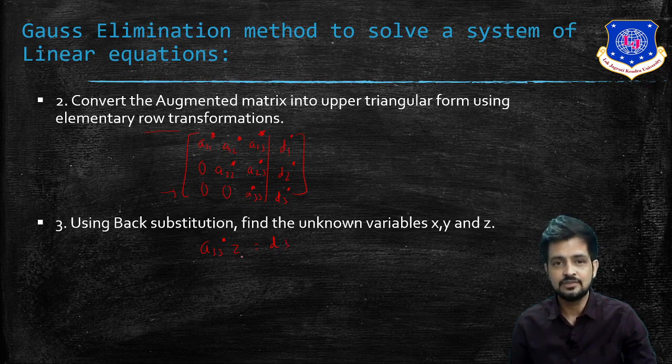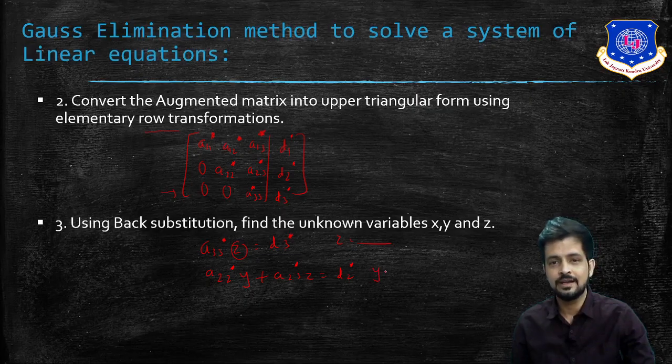Okay, and on the basis of this you can find the value of Z. Then we can write the second equation like this: A22* Y plus A23* Z is equal to D2*. Here also the star will come. By solving this you can get the value of Y.